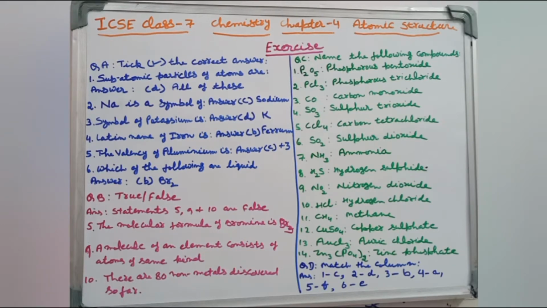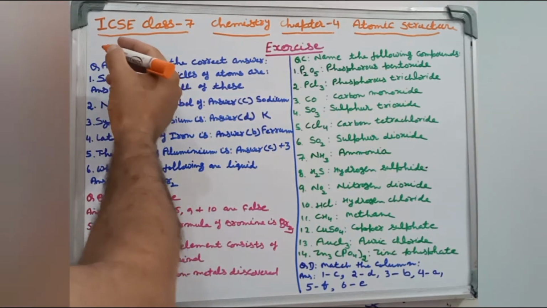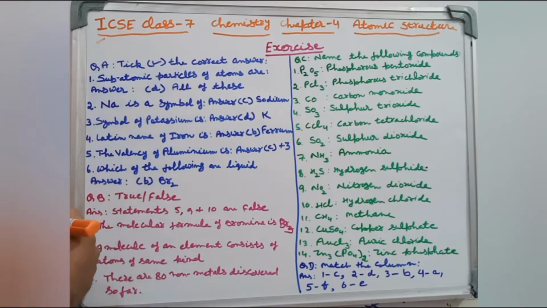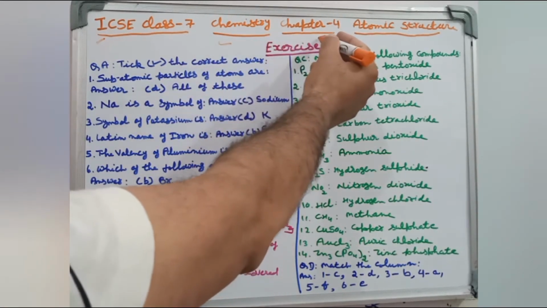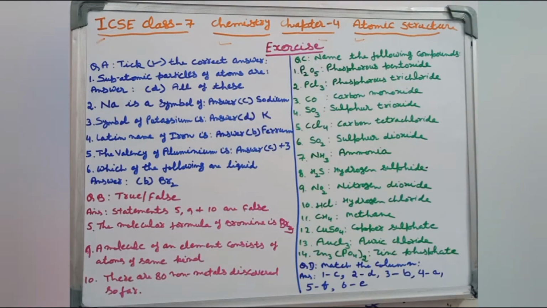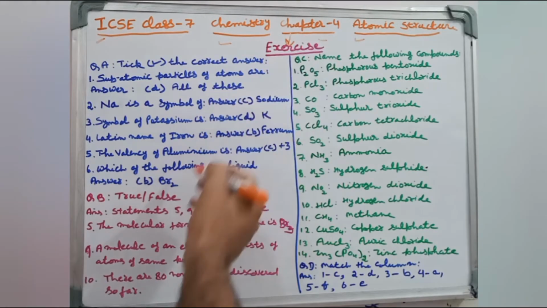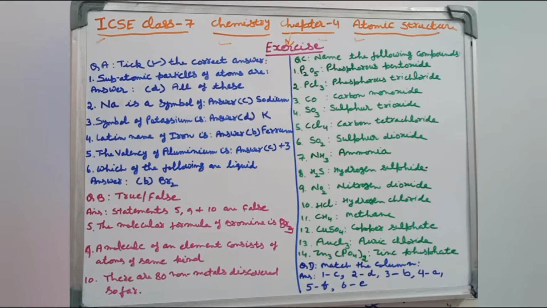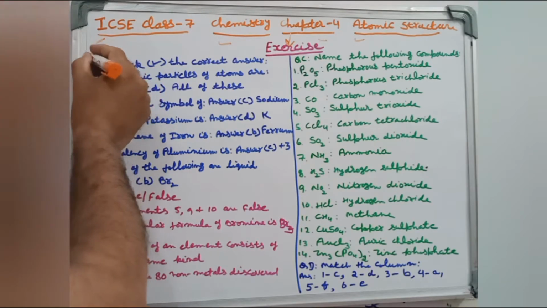In today's video, we are going to do ICSE Class 7 Chemistry Chapter 4, the exercise, that is atomic structure. Chapter 4 we have already explained in our earlier videos. In today's video we are going to explain the exercise of chapter 4, atomic structure. Right? First question, that is question A.